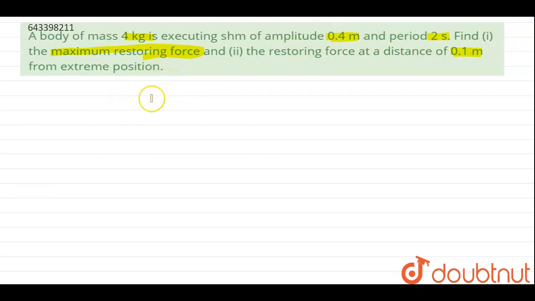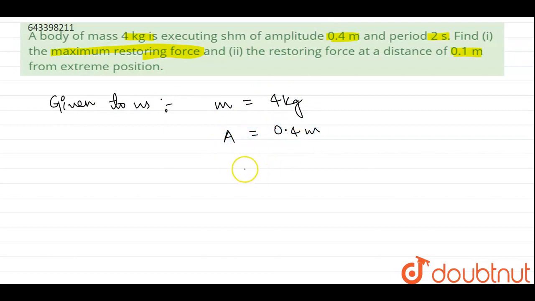So what is given to us is mass m is equal to 4 kg. And we are also given the amplitude A is equal to 0.4 meter, and time period T is given to us as 2 seconds.